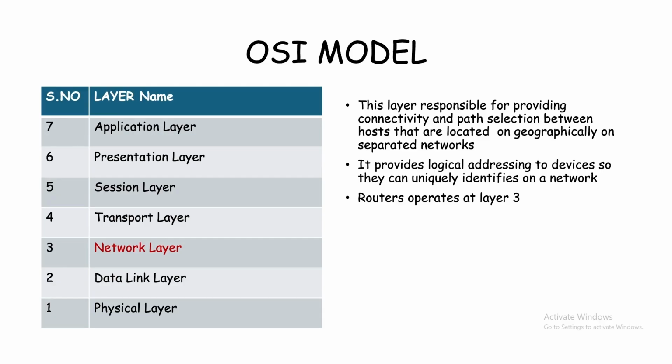The source and destination IP addresses are added to each packet. Routers operate at layer 3. So it determines the best path for data to reach its destination using routers. For example, choosing the fastest route for the packets across the internet.